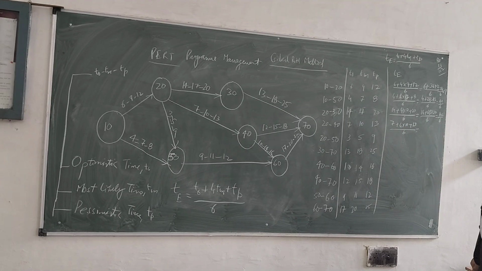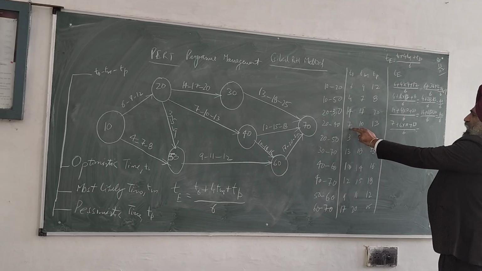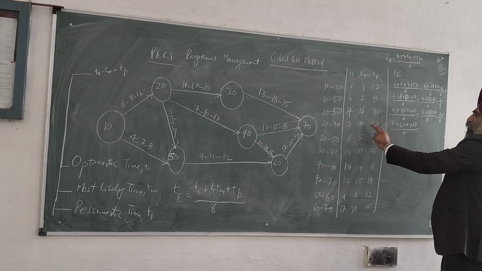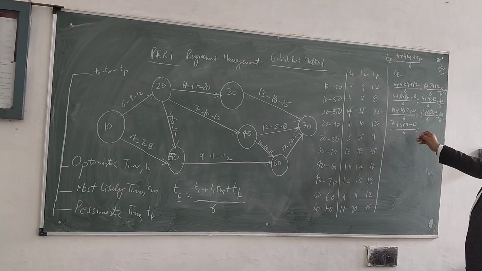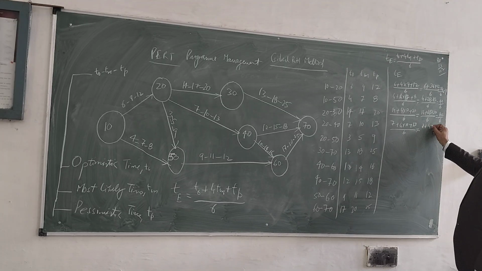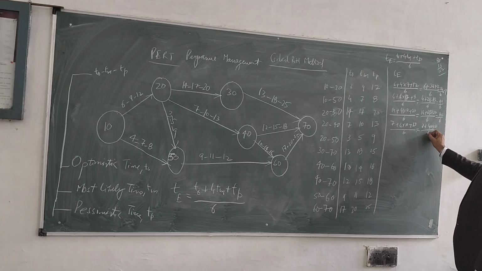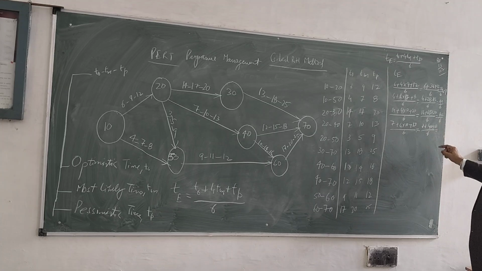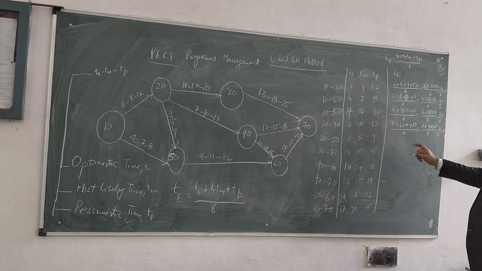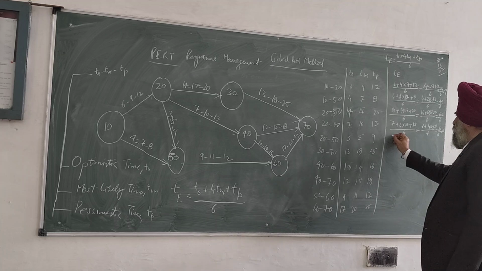Clear? What we are going to do is multiply the most likely time by 4 and add both extremities, TO plus TP. You will get a unique value and divide by 6. This is (7 plus 40 plus 13) over 6. This becomes 60 over 6. So again, this is a whole number, 10. So you will have a unique value at the end of the day.